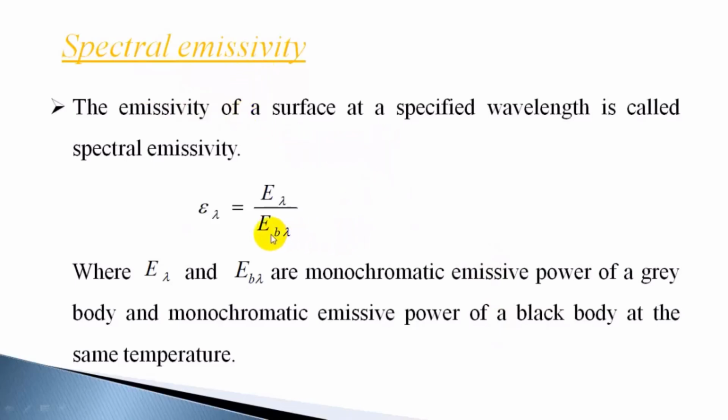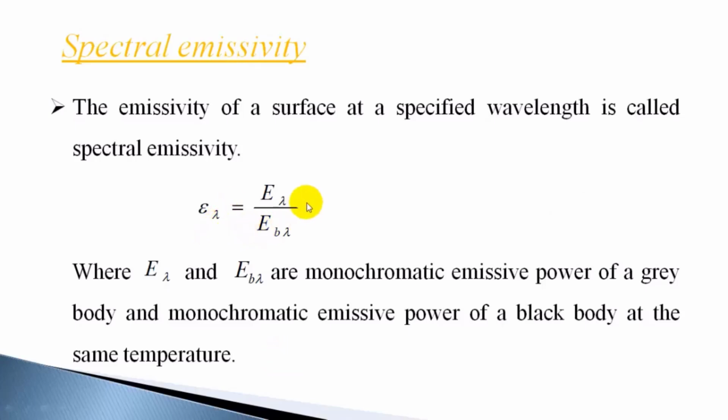Spectral emissivity means the ratio of the monochromatic emissive power of a real surface to the monochromatic emissive power of a black surface when they are at the same temperature. When both the bodies are at the same temperature, at a particular wavelength, the monochromatic emissive power of a real surface and the monochromatic emissive power of a black body, then the ratio is known as spectral emissivity. So you consider two surfaces which are at the same temperature. One is a real surface, the other one is a black surface. Both are at the same temperature. Then the monochromatic emissive power of this real surface to the monochromatic emissive power of a black surface is known as spectral emissivity.